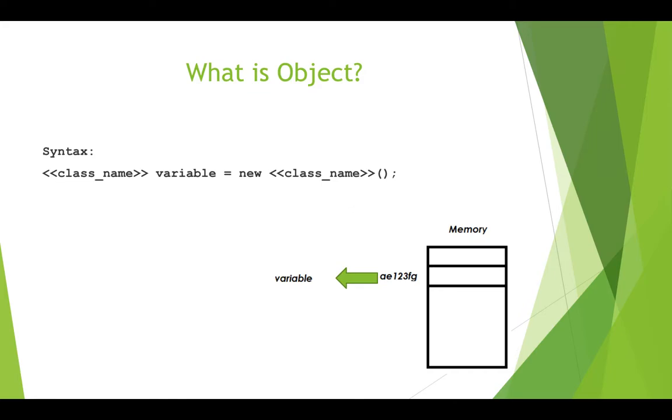Next is the variable name, and this is the main one: the new keyword. This keyword should be used to create a new object. Its purpose is creating the object. Next, here also we mention the class name. Whatever class name we mentioned first, that class name should be given here.